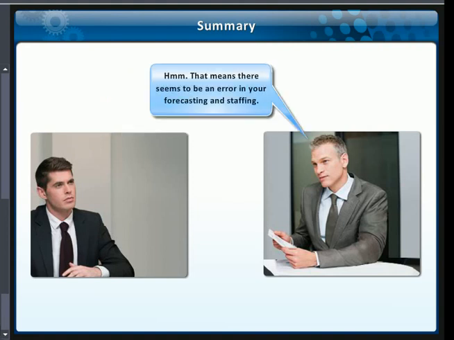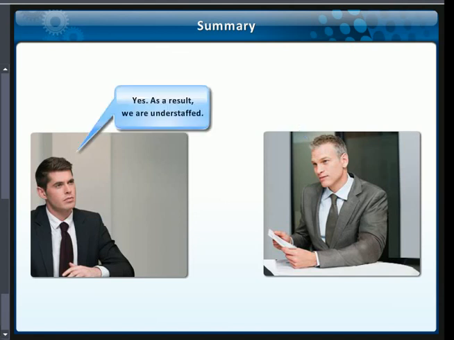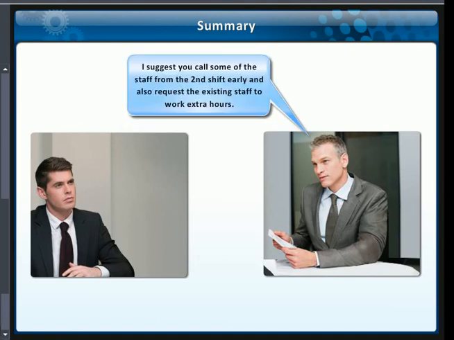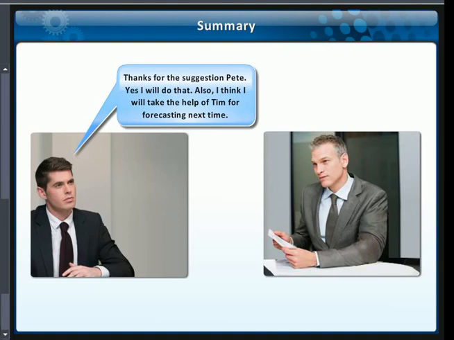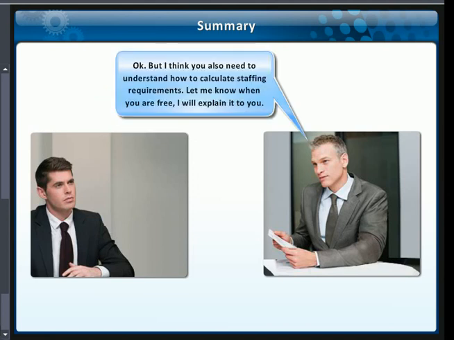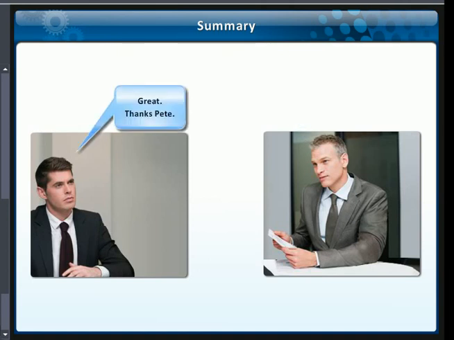That means there seems to be an error in your forecasting and staffing. Yes, as a result, we are understaffed. I suggest you call some of the staff from the second shift early and also request the existing staff to work extra hours. Thanks for the suggestion, Pete. Yes, I will do that. Also, I think I will take the help of Tim for forecasting next time. Okay, but I think you also need to understand how to calculate staffing requirements. Let me know when you're free. I will explain it to you. Great! Thanks, Pete.